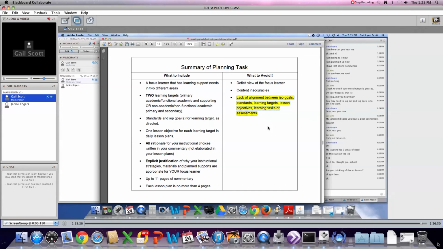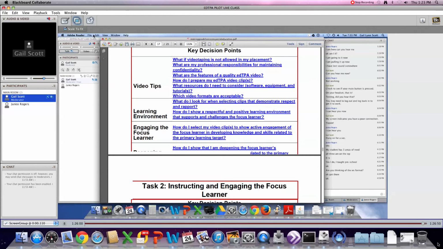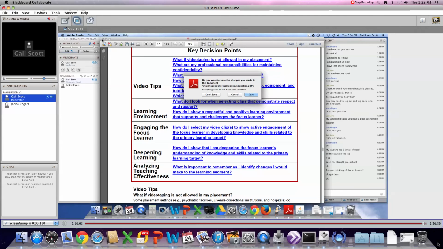No. The IEP goal matches the standards, matches the learning targets, and the lesson objectives lead toward the learning target, and the learning tasks make sense for what the lesson objective is supposed to accomplish. And the assessment assesses what the learning target is. So make sure this is all lined up. You get a big fat 0 on that one if you don't. Okay. I am finally done with task 1 for this week.